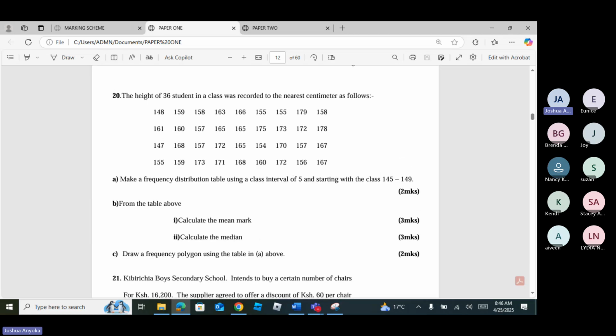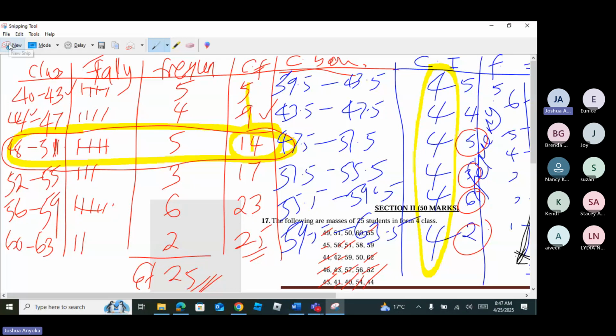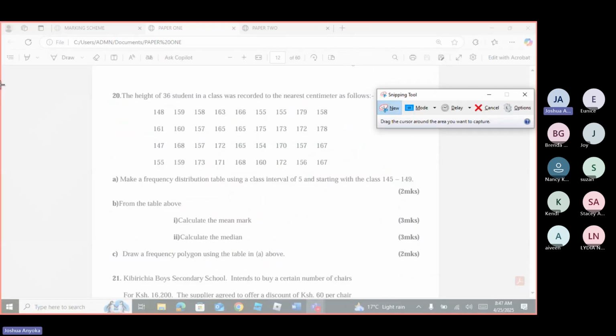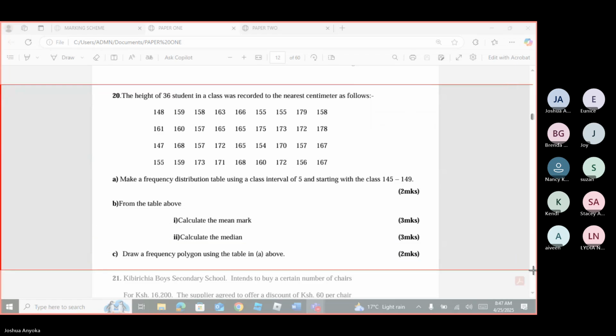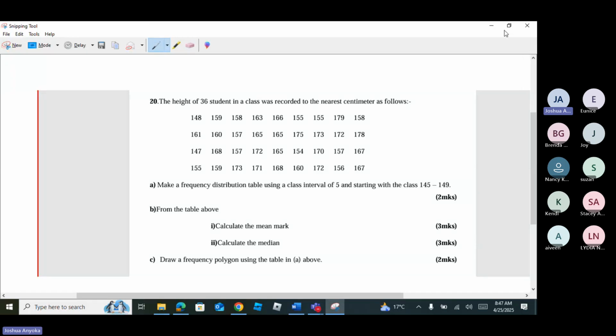Well, I want you to do this one. I want to give you like 5 minutes to develop a frequency distribution table of interval 5, starting with the class 145 to 149. I'm waiting for somebody to give us the class. So you start.